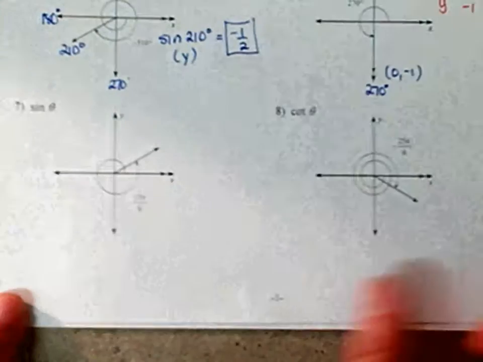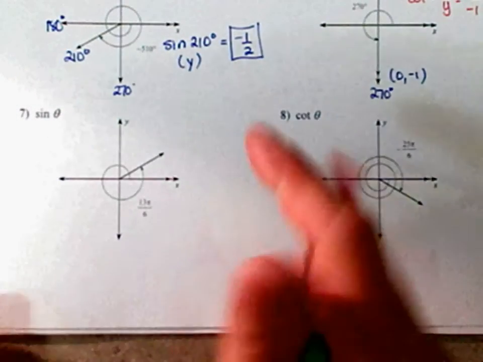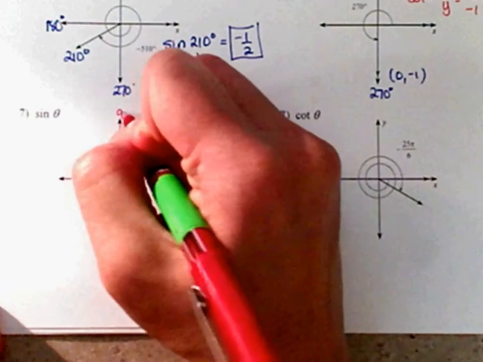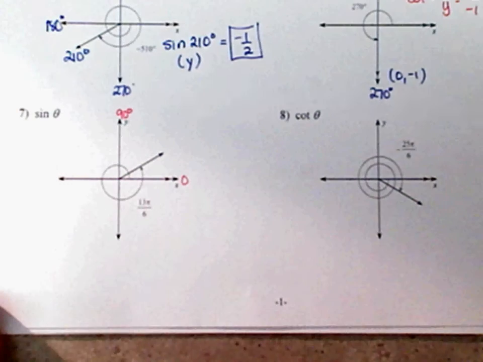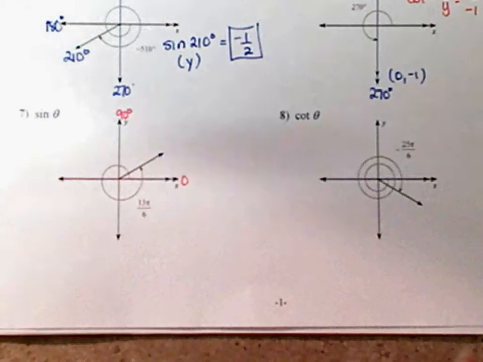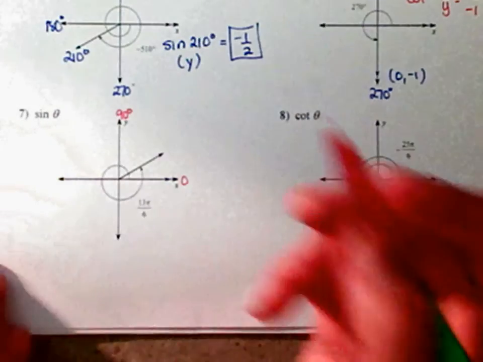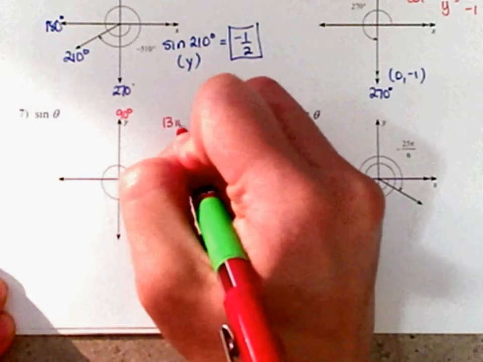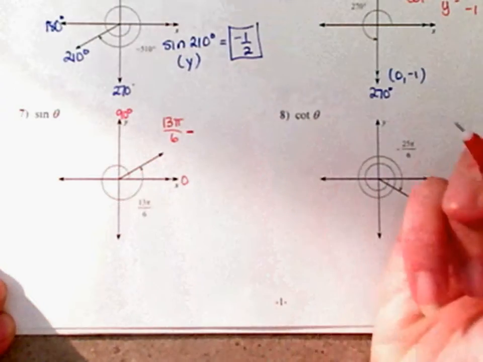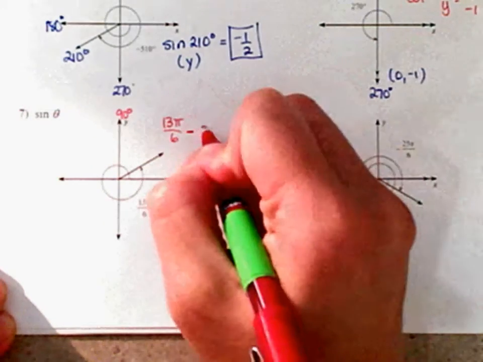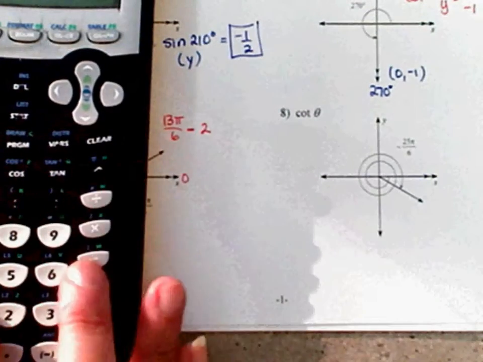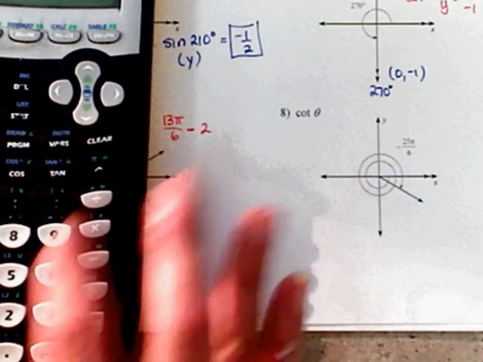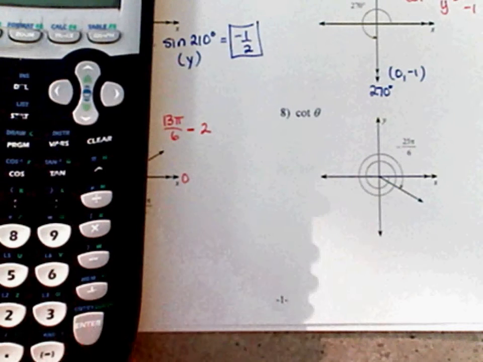Number 7, your sine. It has to be between 0 and 90 degrees. And this time it's 13 pi over 6. Now instead of 360, guess what you're going to do? The whole circle is 2 pi. So I'm going to take 13 pi over 6 and subtract 2 pi. Parentheses, 13 divided by 6 minus 2. And that leaves you with pi over 6.